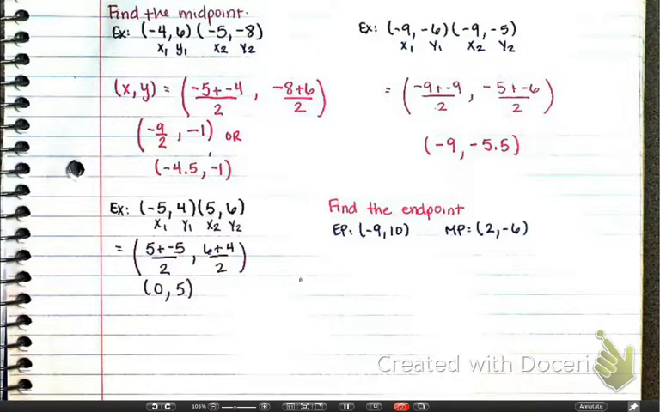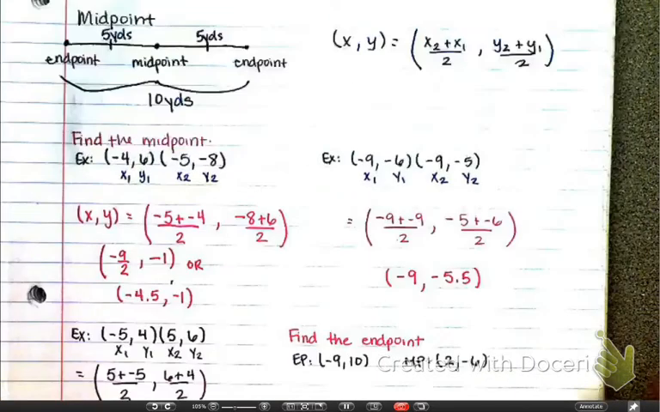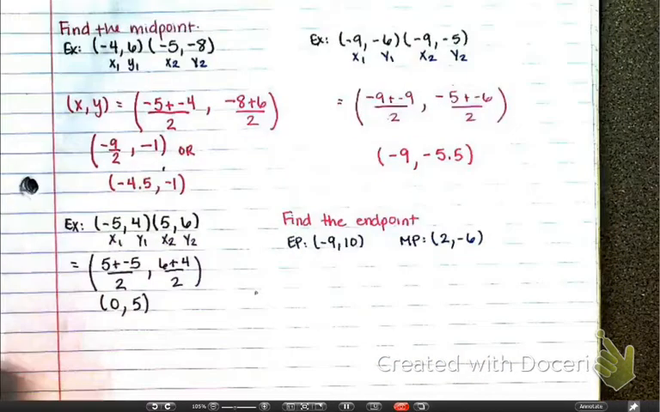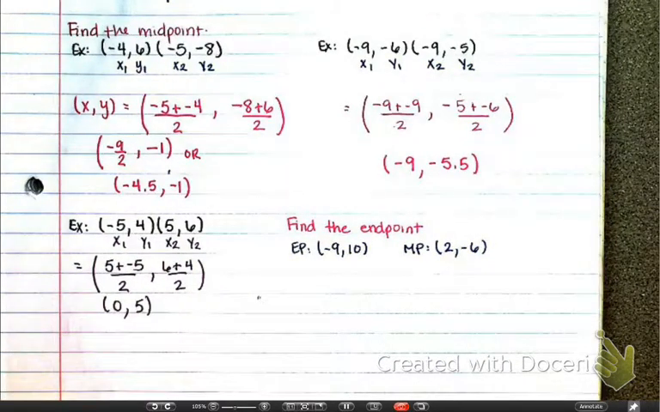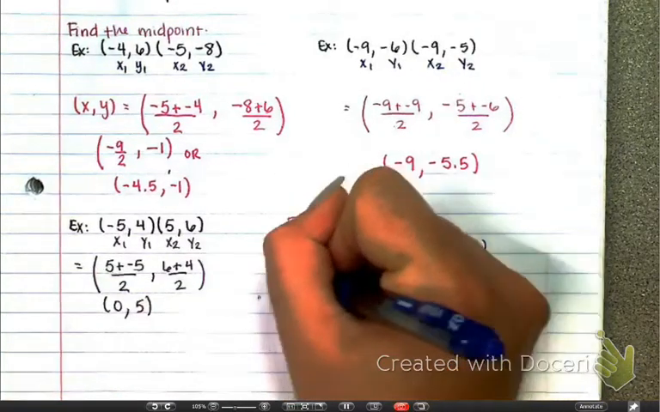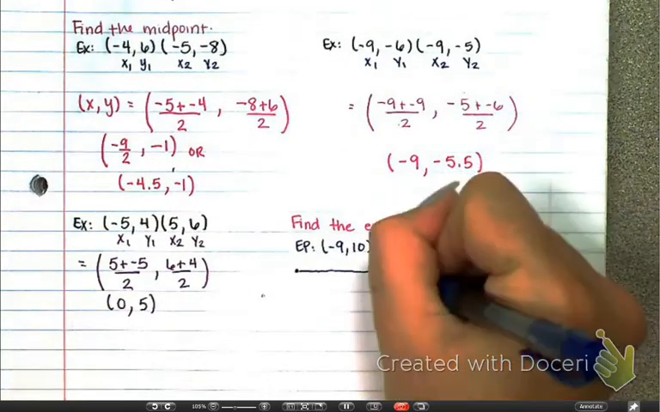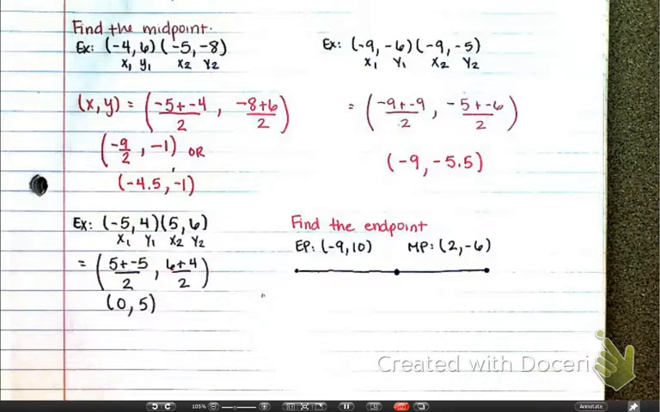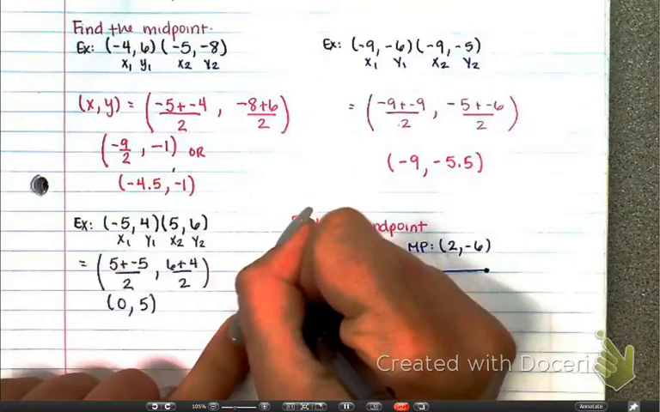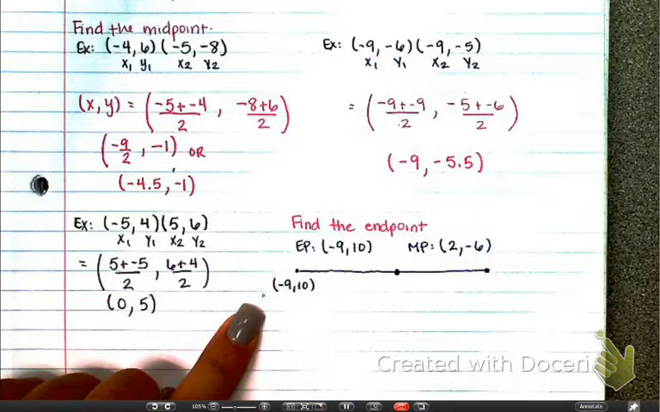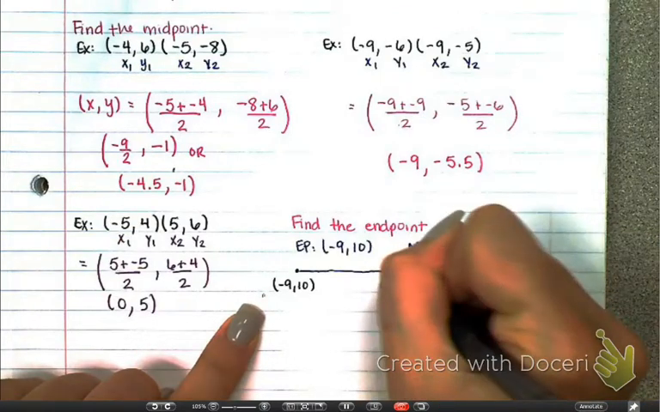Now we can take that information and plug it into this equation and make our lives really complicated. Or how about we draw a picture to help us? So I would like everyone to draw a segment. It doesn't really matter how long it is. It's just a sketch. Now, I know the endpoint is -9, 10. And I know the midpoint is 2, -6.